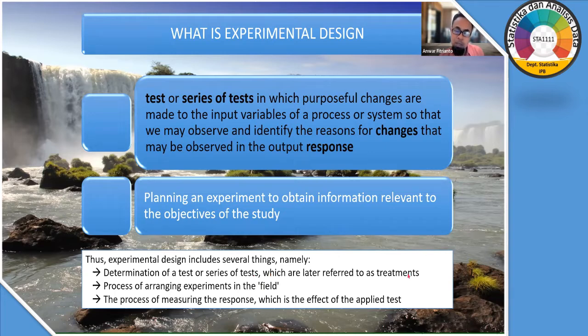So look at this, it involves determining the treatment, arranging the experiment, and it includes the process of measuring the response, which is the effect of the applied treatment or the test, right? So again, an experiment needs a design so that we will have a more accurate result. Let's go to the next.